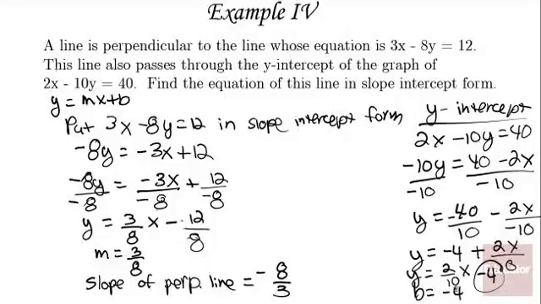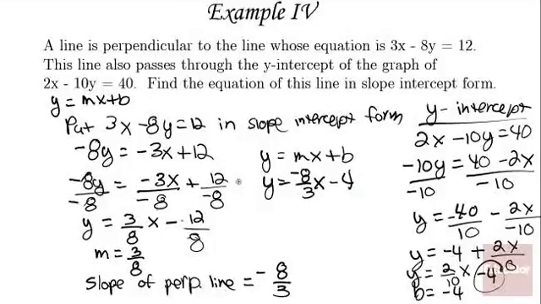After all this, I can at last put my line into the form y equals mx plus b. So y equals negative 8/3 x minus 4. So that was a long road to get there. Let's look back at what we did.